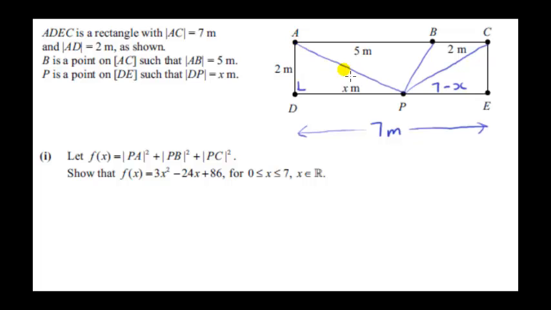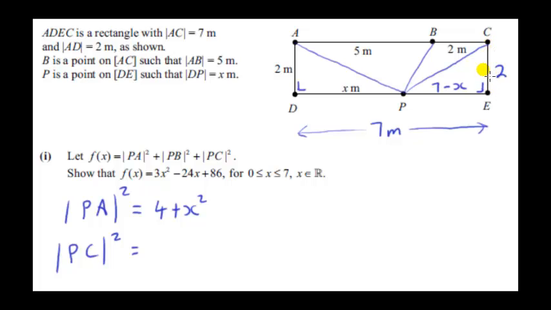We want to get PA squared in terms of x. You can see that we have a right angle triangle here. PA is the hypotenuse, so the square of the hypotenuse is the sum of the squares of the other two sides. That's 2 squared plus x squared, so 4 plus x squared. PC squared is done in a similar way. We have a right angle triangle here. This side is 2.